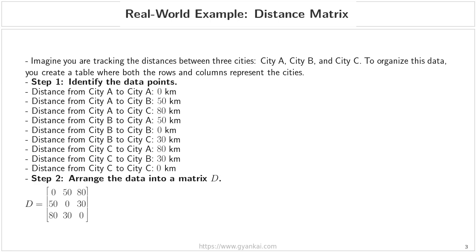In step 2, we arrange all this gathered data into a matrix, which we will label as matrix D. This matrix is structured with 3 rows and 3 columns.